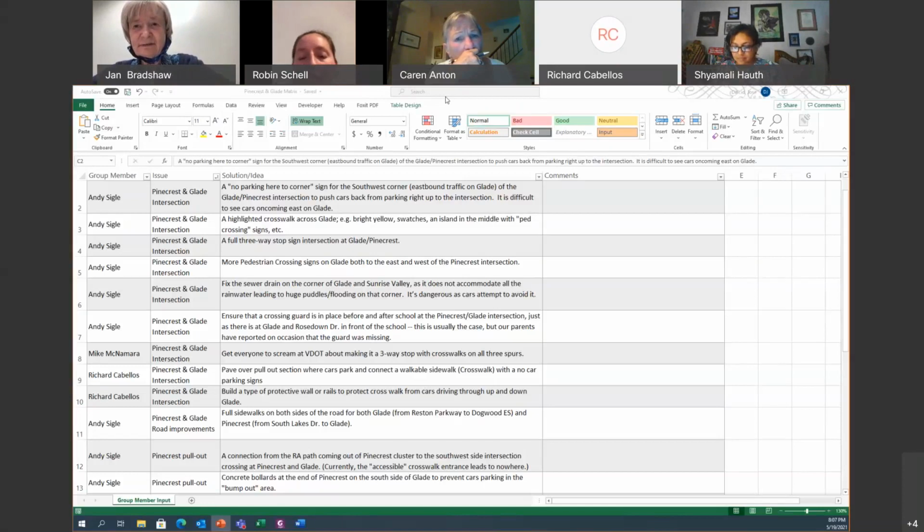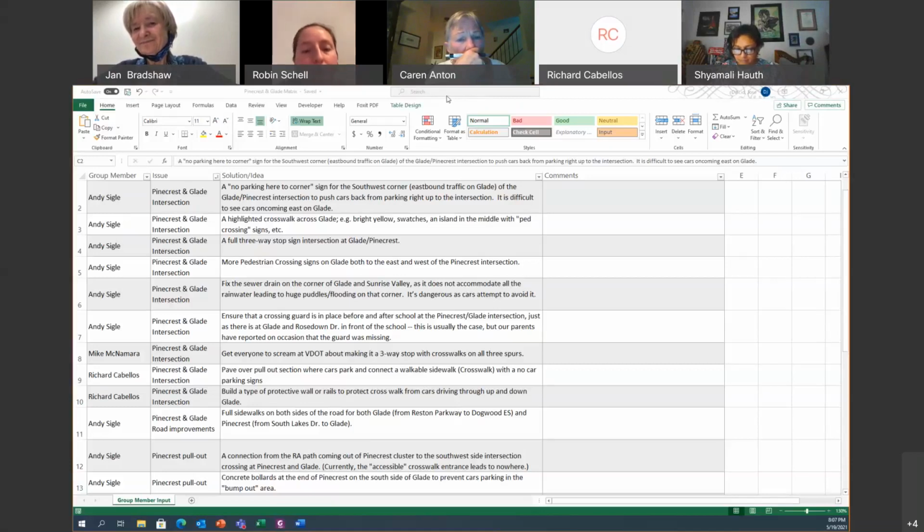Oh, and I watched the school traffic come through, the kids walking with the crossing guard there, just because I was curious about the volume and the traffic patterns. And the kids come to the corner and they cut diagonally across the intersection to get to the RA path.